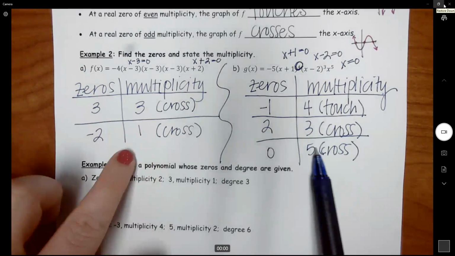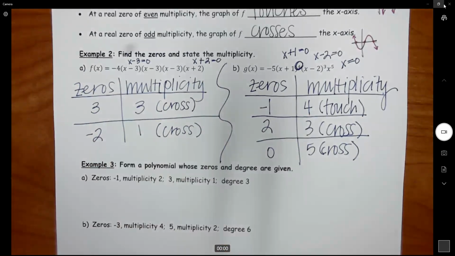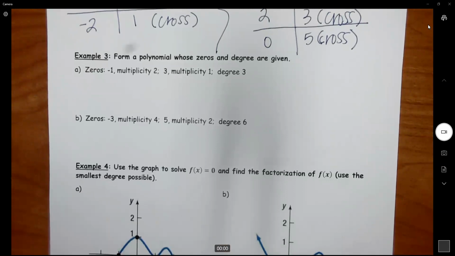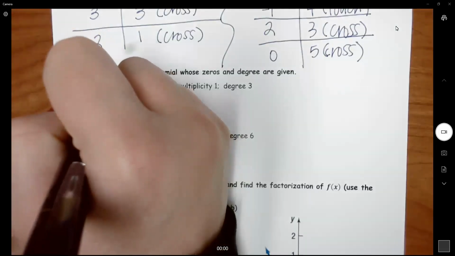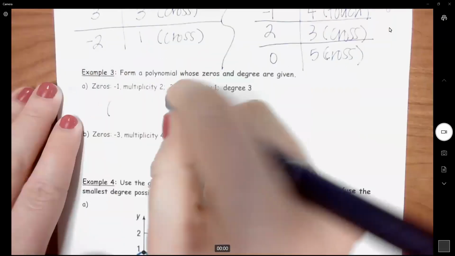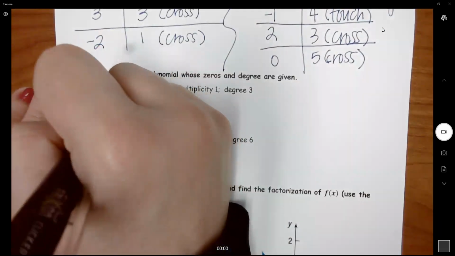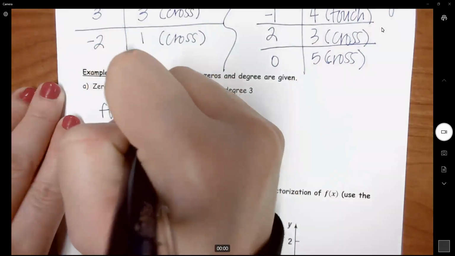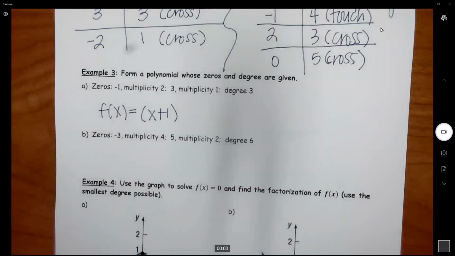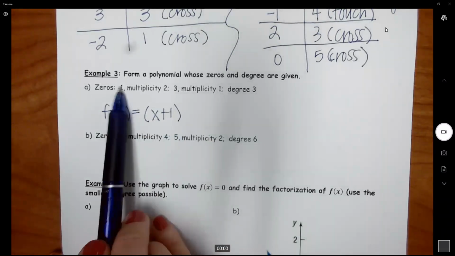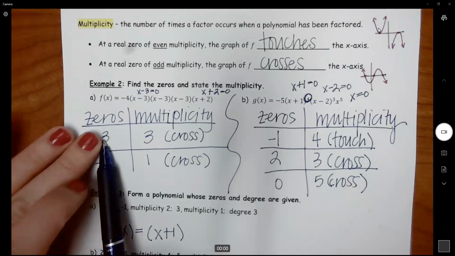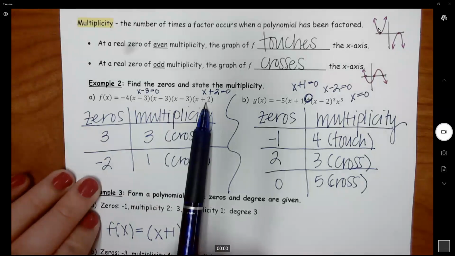Now we're going to be given this information and have to write some kind of polynomial function. So form a polynomial whose zeros and degree are given. So I have a 0 at -1. So that means I have x plus 1, right? If you set x plus 1 equal to 0, you subtract that 1. So these are always going to be kind of opposite, right? We had a 0 at 3, but this was x minus 3. We had a 0 at -2, but it was x plus 2.